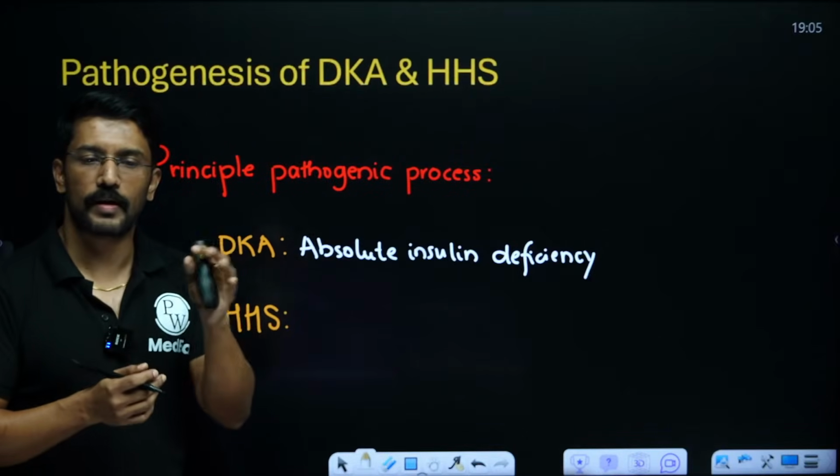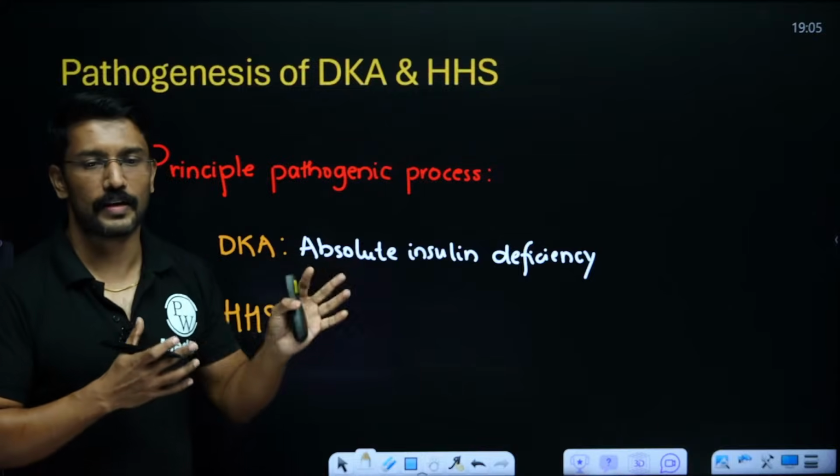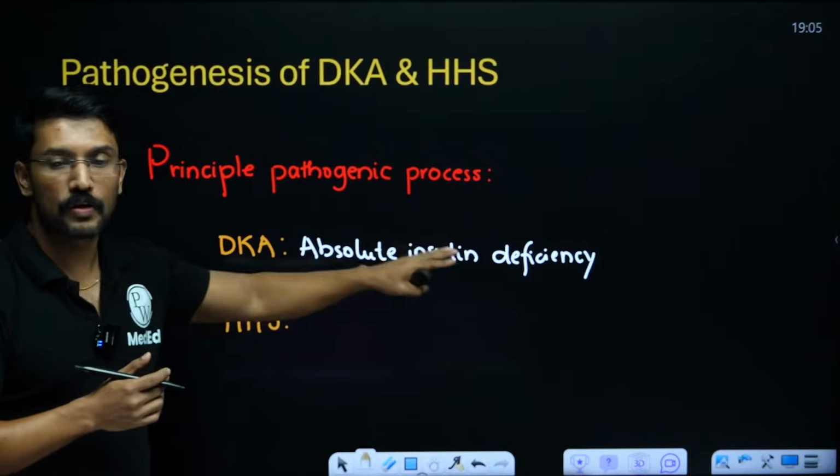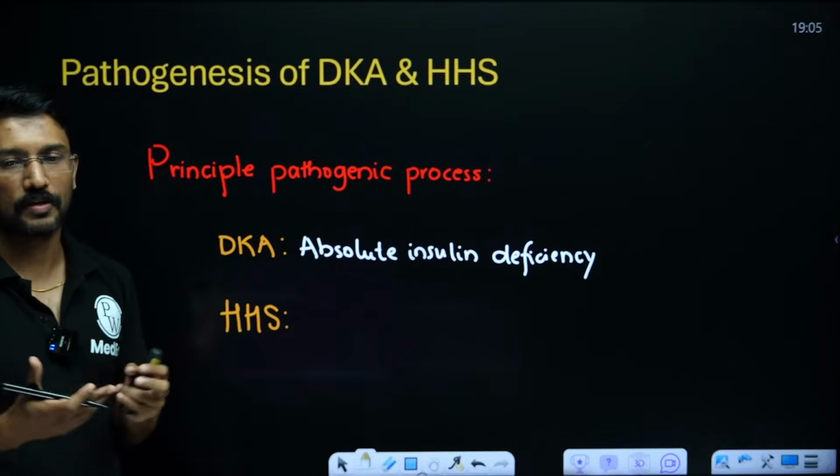Is it type 1 or type 2? Which one is more likely to develop DKA when there is absolute insulin deficiency? Body is not making any insulin. Which condition is the body not making any insulin?